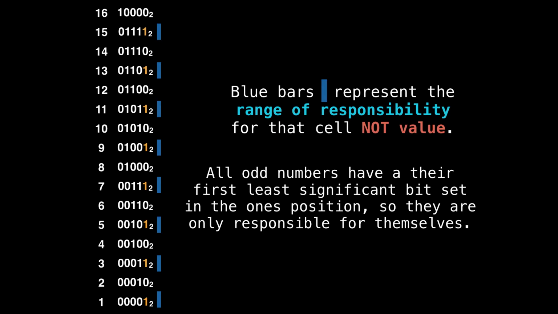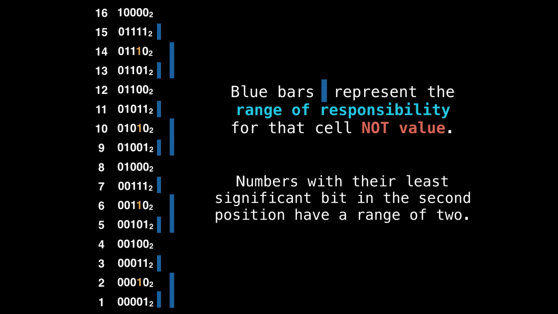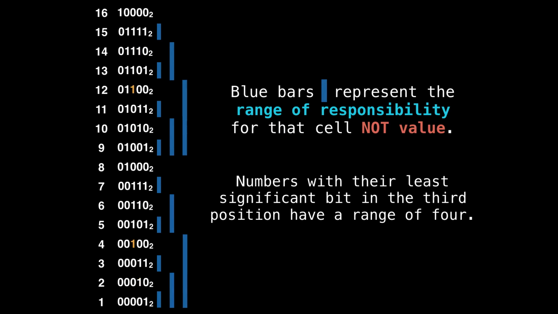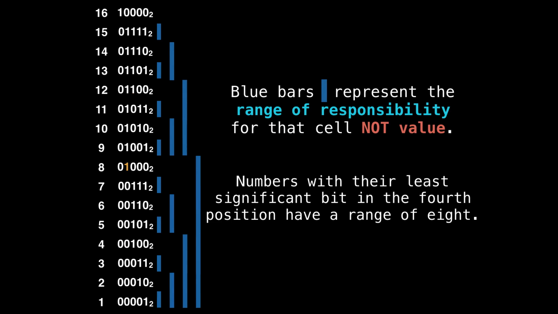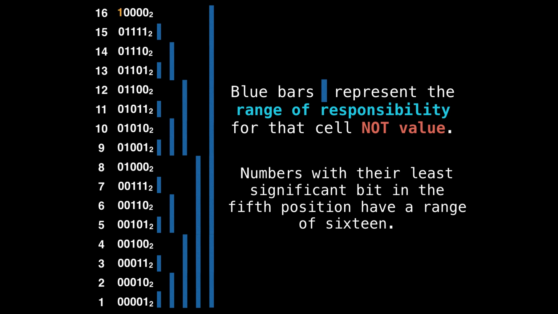So here I've outlined the least significant bits for all the odd numbers, which are just responsible for themselves. So that's what the blue bar indicates. The blue bars don't represent value. They represent range of responsibility, and that's really important for you to keep in mind. So now all the cells which have a range responsibility of 2. Now the cells have a range responsibility of 4. Notice that all these ranges of responsibilities are powers of 2. 8 is responsible for 8 cells, and I guess 16 for 16 cells.